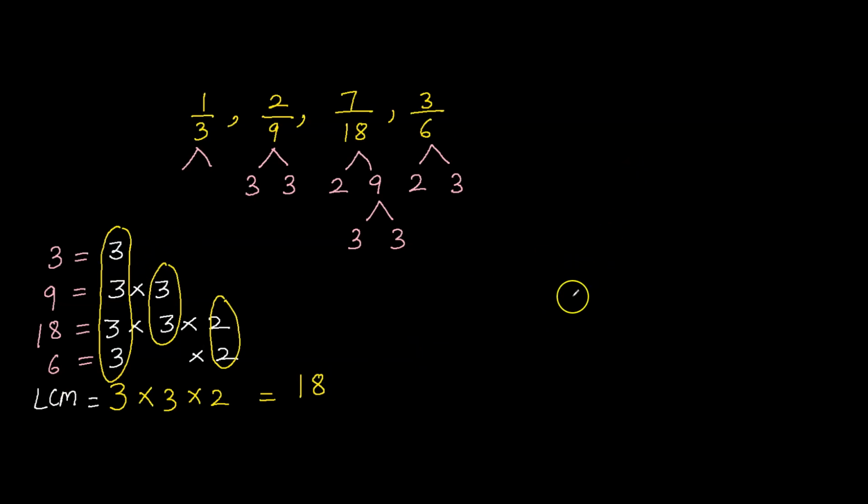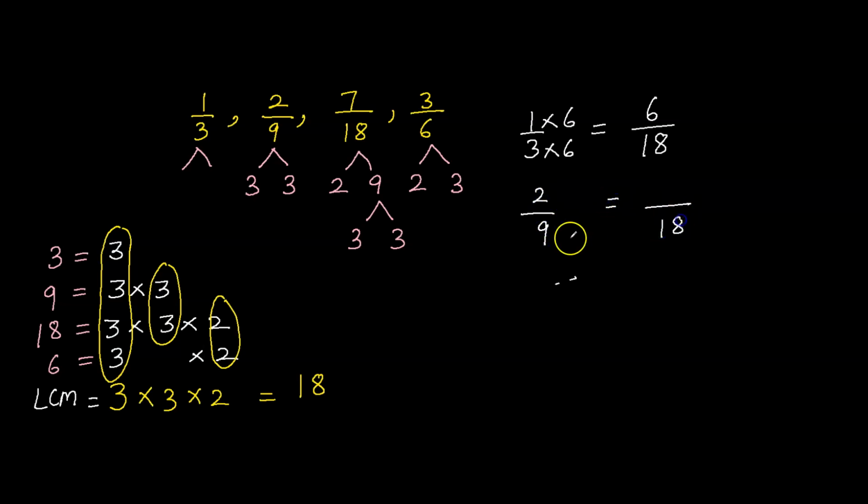Now we have to write the denominators of all given fractions in terms of 18. So 1/3 equals what out of 18? So we know that 3 times 6 is 18. So times 6, so that becomes 6 out of 18. For 2/9, we know that 9 times 2 is 18. So 2 times 2 is 4. So that would be equal to 4 out of 18.